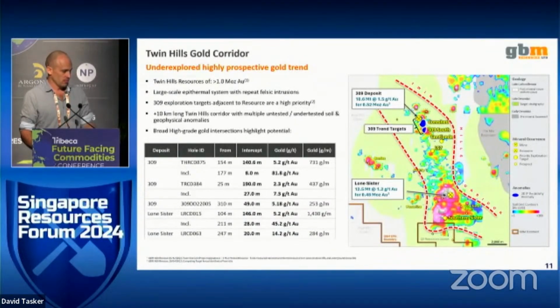So there's a corridor around 10 kilometers long with hydrothermal alteration, gold anomalism all the way along it. There's 2 resources there which we hope to build upon and grow. And that is our priority. Our next priority is to build a series of prospects up that we can drill in the near future.